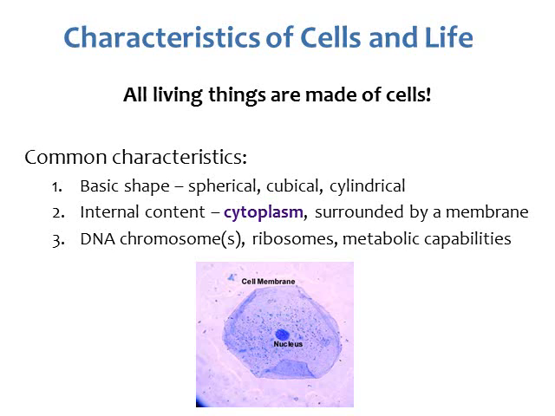cylindrical. The second common characteristic of the 2 types of cells is the internal contents. So all cells have this kind of gelatin liquid substance in them called the cytoplasm. And that cytoplasm is surrounded by the cell membrane or the plasma membrane. The third characteristic that all cells share is that they have DNA in the form of a chromosome or chromosomes. They also have ribosomes, which synthesize proteins based on the DNA. And then they also have metabolic capabilities.